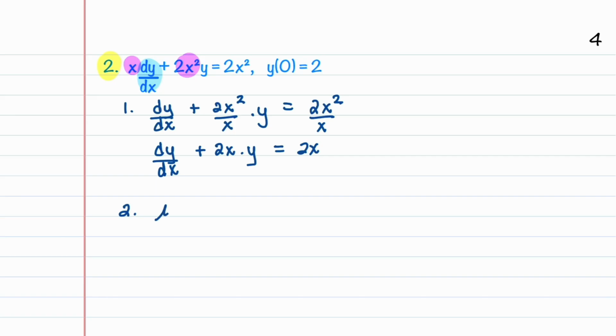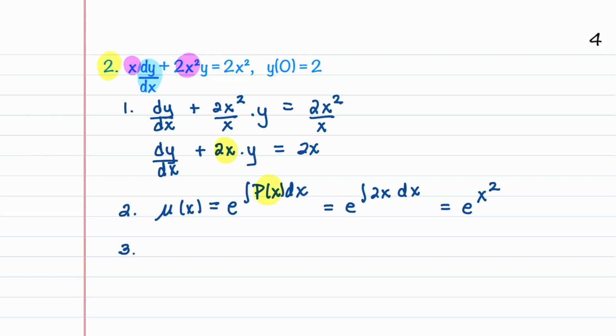For our second step, we want to find the integrating factor. Let's write down our formula. Our integrating factor mu of x is e to the integral p of x dx. P of x is just the coefficient that multiplies y. Let's go ahead and plug this in. This is e to the integral 2x dx. And this gives us e to the x squared.